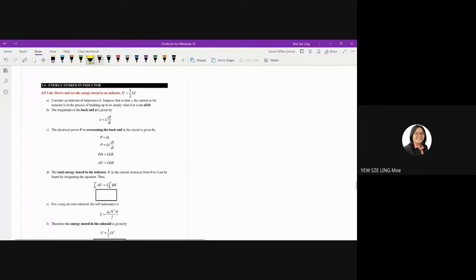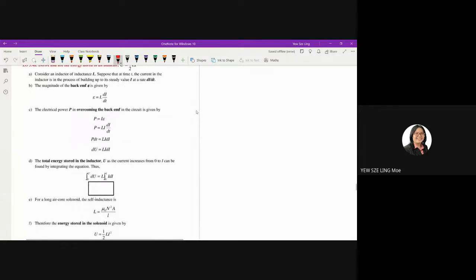5.4 is just a derivation. What am I going to do? I'm just going to read through it quickly, because I'm not going to waste too much time on derivation. You yourself can go through it when you're free. So consider an inductor of inductance L.